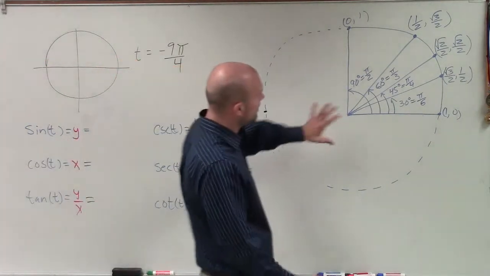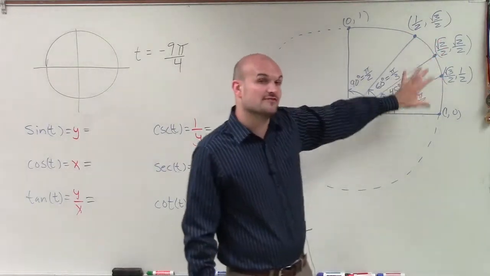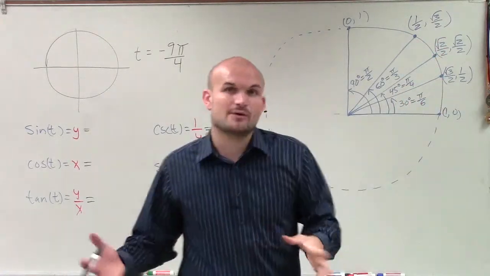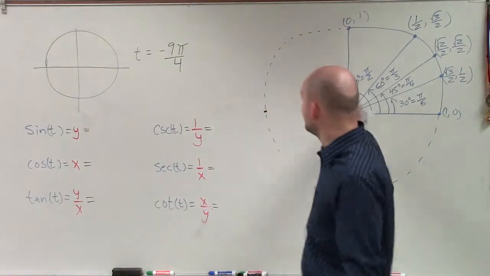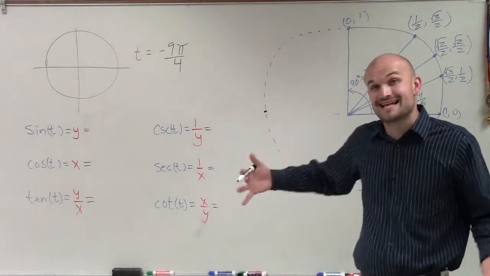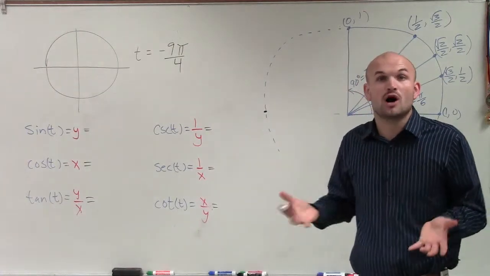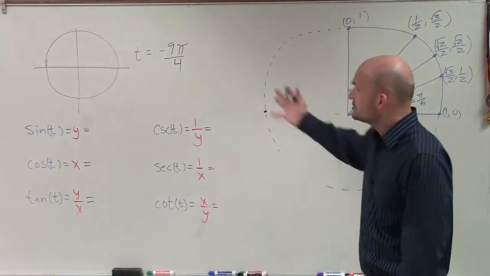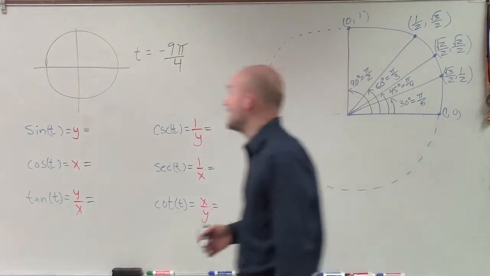We have all of our points in the first quadrant, but when we're evaluating our 6 trigonometric functions, there are other points we can still evaluate for. We just need to see where exactly that angle is going to cross and create a point on the unit circle. So there are a couple ways we can determine negative 9 pi over 4.